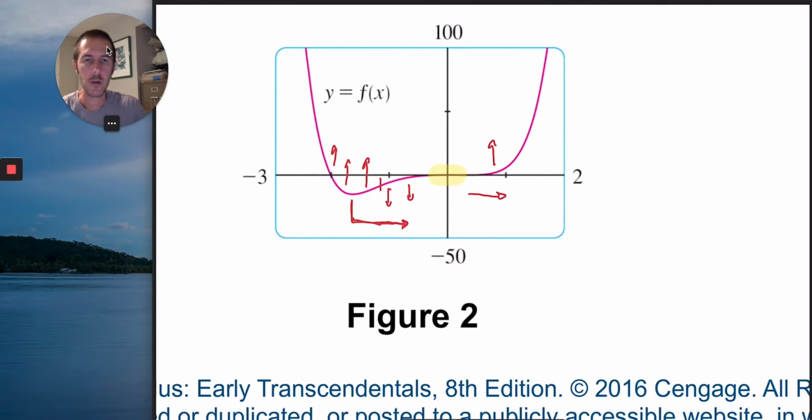So increasing, first derivative would be greater than 0, concave up, second derivative would be greater than 0. Way more insight that we're able to draw by zooming in on this graph.